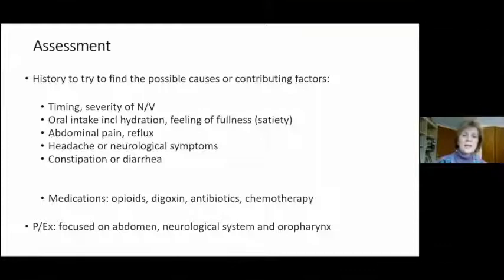Obviously, you're going to ask about abdominal pain, any symptoms of reflux or ulcers. You're going to look for any brain CNS symptoms, constipation, and you're going to ask people about their medications. On the physical exam side, you're obviously going to focus on the abdomen, but you're going to do a general overview because you don't want to miss signs of brain involvement. Oral mucositis, candidiasis in the mouth can contribute as well. And these are things you don't want to miss. So that's part of your assessment.